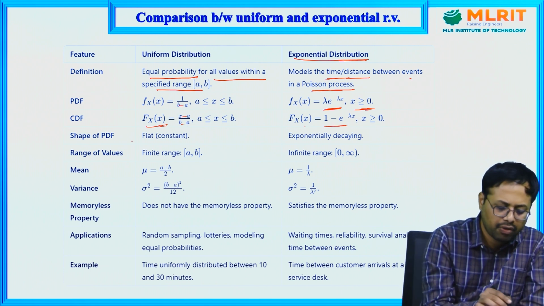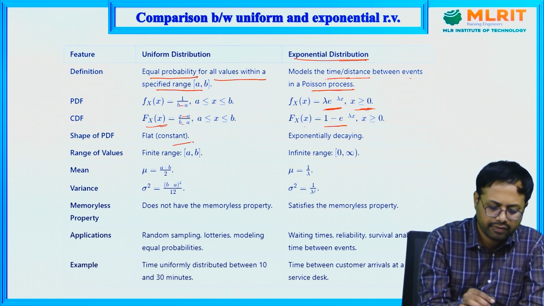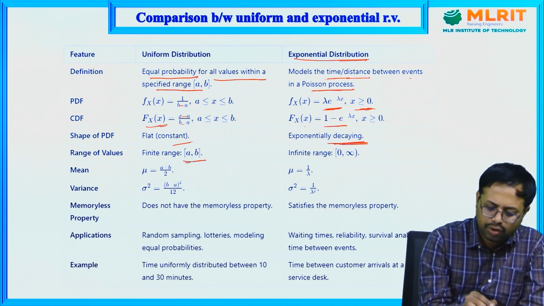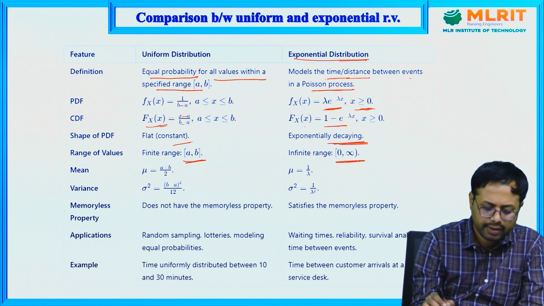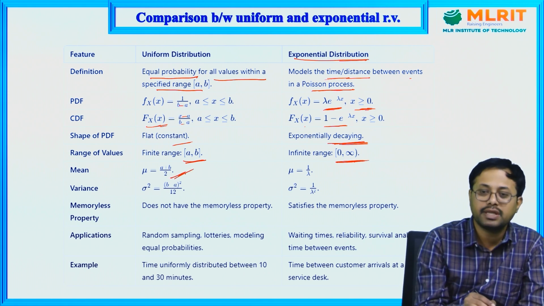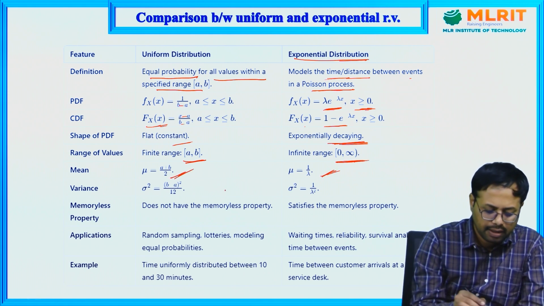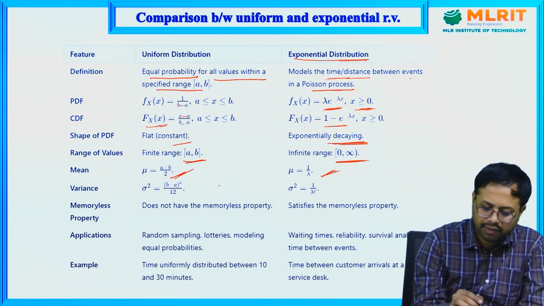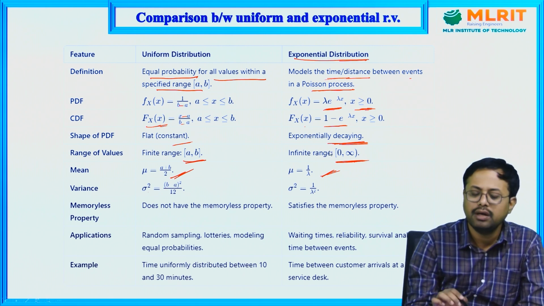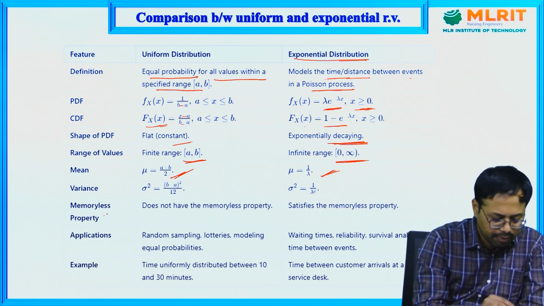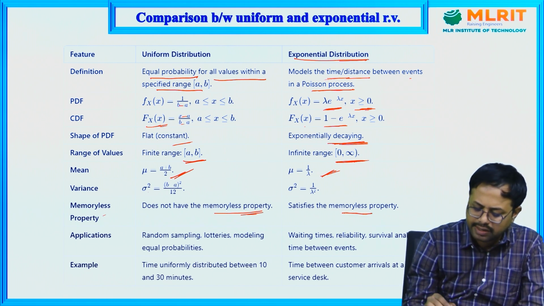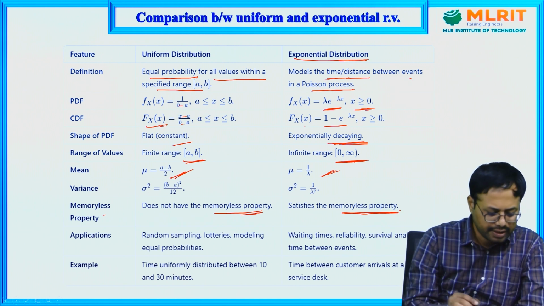Next, the shape of the PDF is flat for uniform, and exponentially decaying for exponential. Here the range is a to b. Here the range is 0 to infinity. Here the expectation is a plus b by 2. Here it is 1 by lambda. Here variance is b minus a whole square by 12 for uniform, and 1 by lambda square for exponential. Memoryless property: uniform does not have the memoryless property, while exponential satisfies the memoryless property.